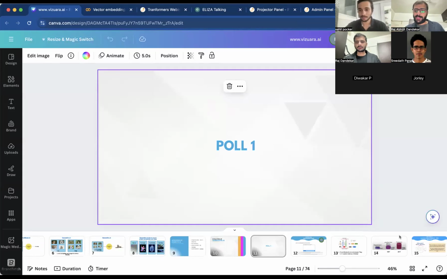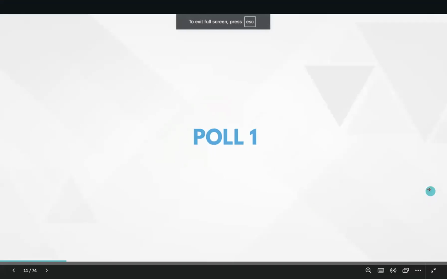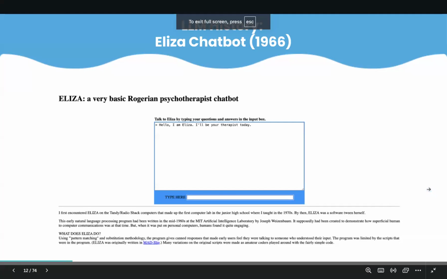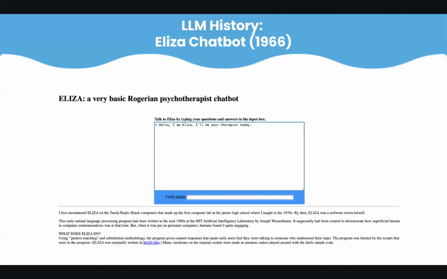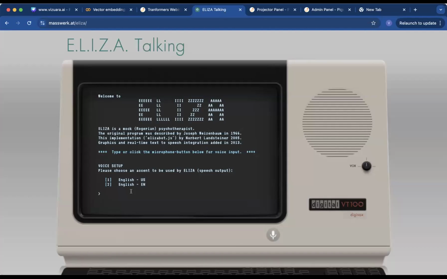So now let's move to the next part, which is the history of generative AI. As was shown in the poll, the first generative AI which was demonstrated was called the ELIZA chatbot. And this was released in the year 1966. Let me show you a brief demonstration of this.